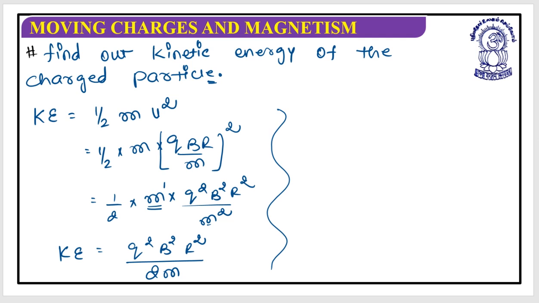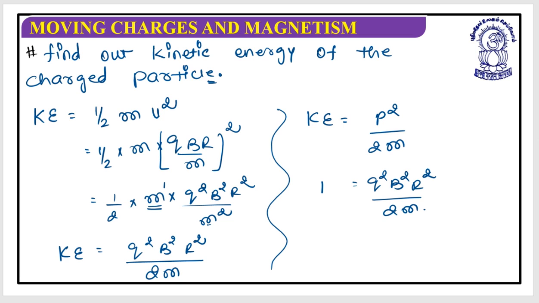You can even go with this. The kinetic energy is equal to p square by 2m. This p represents the momentum. P is equal to qBr, so it's q square B square r square divided by 2m. Probably this is the shorter approach. Yes, this will make our task fast. If you remember this, very good. I hope these things are clear. Is it clear?